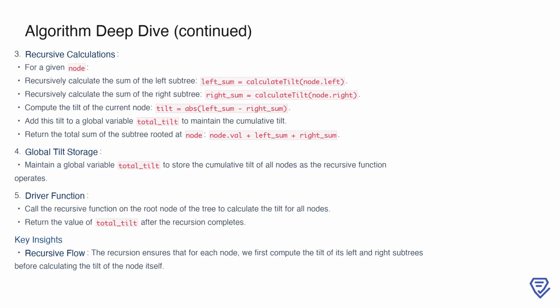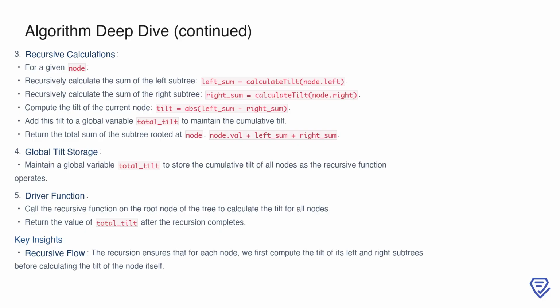For each node, we first calculate the sum of the left subtree by calling calculate tilt on the left child. Similarly, we calculate the sum of the right subtree by calling the function on the right child. Once we have these two sums, we can compute the tilt of the current node as the absolute difference between the left and right subtree sums. To keep track of the total tilt across all nodes, we use a global variable called total_tilt. Each node's tilt is added to this variable as we compute it.